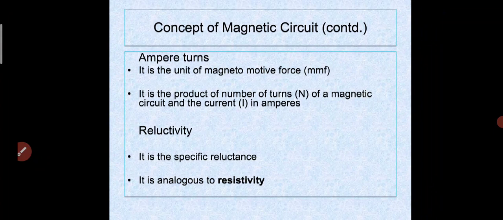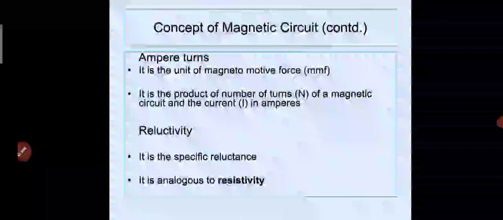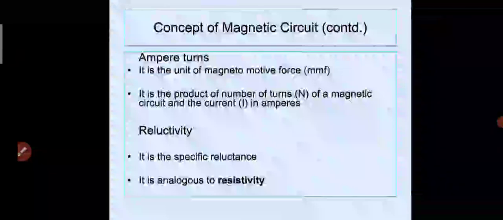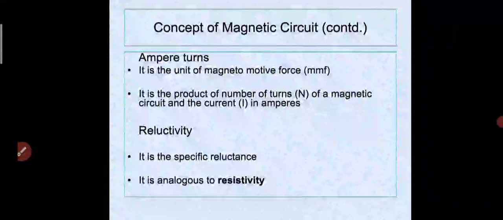Next one is reluctivity. First point, it is a specific reluctance. Second one, it is analogous to resistivity.